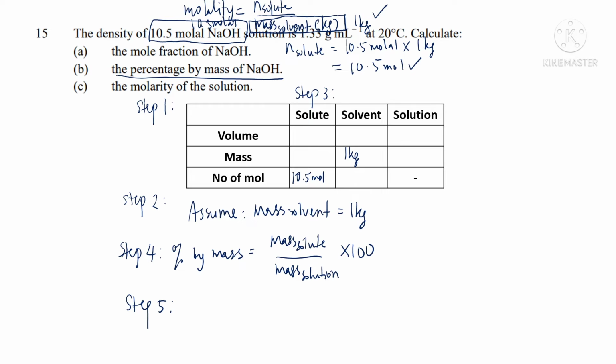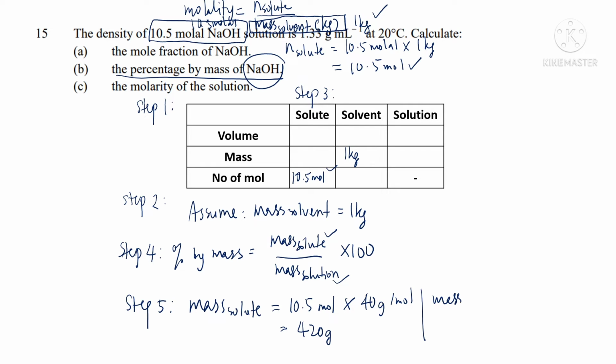So we want mass of solute, we have moles of solute. So to find mass of solute, we know that we just need to use the number of mole multiplied by the molar mass of solute. So solute is NaOH, so the molar mass is 40 gram per mole to give us the mass of solute as 420 gram.